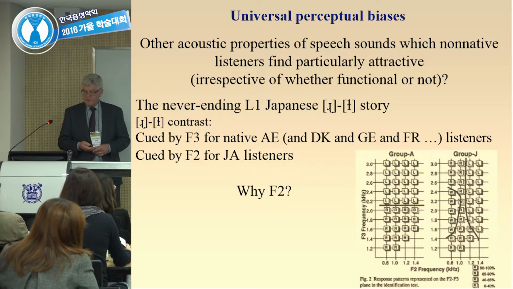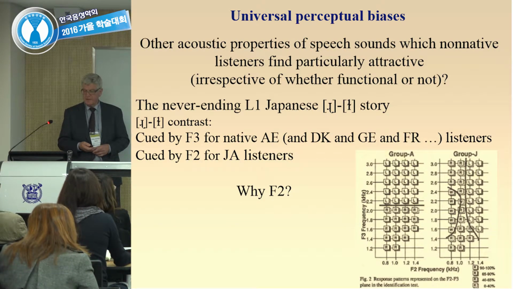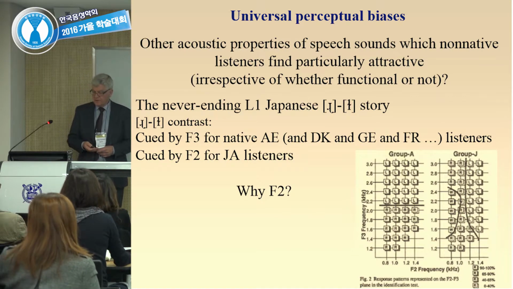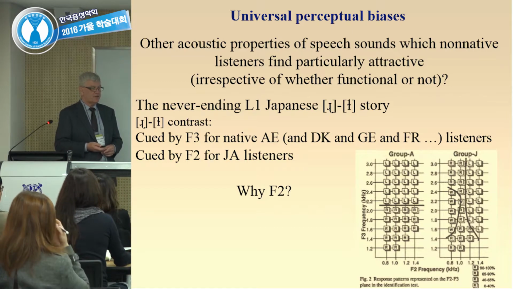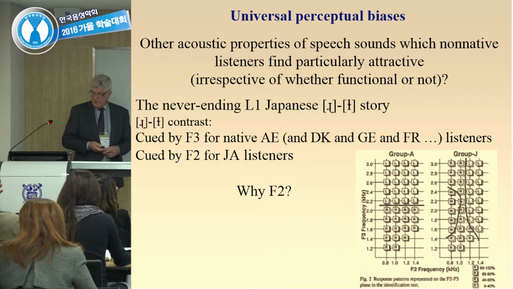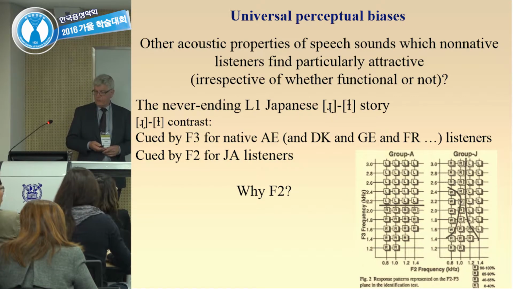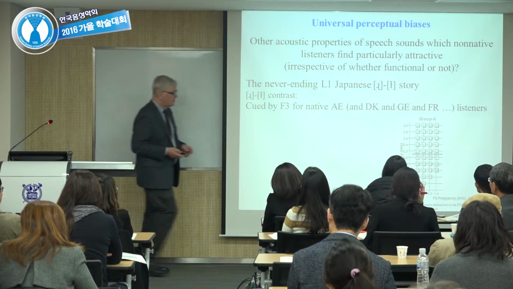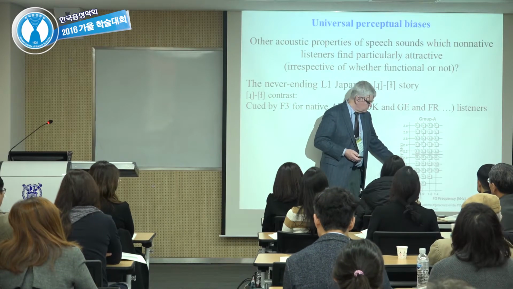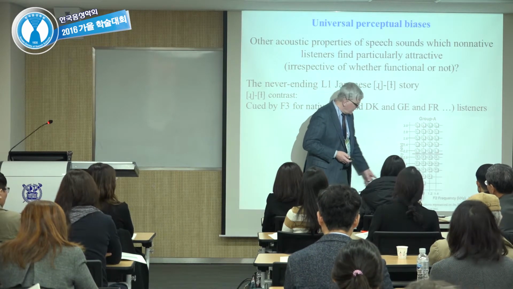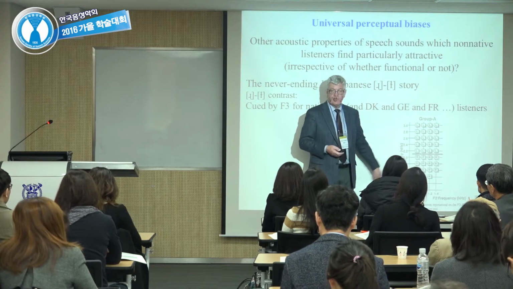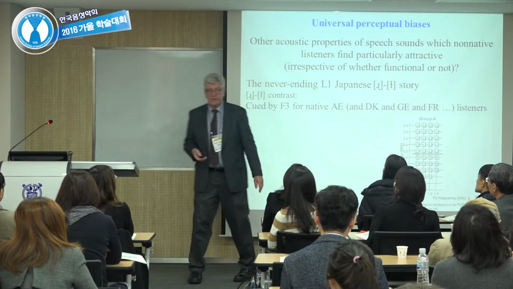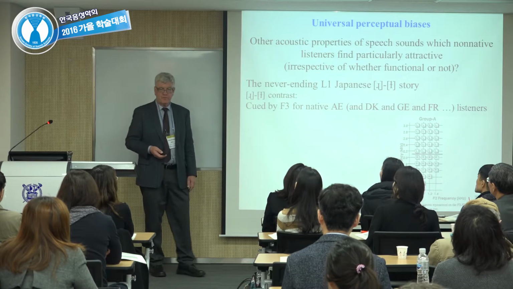So there are other acoustic properties of speech sounds which non-native listeners find particularly attractive, irrespective of whether they are functional or not. And here's just one example that still puzzles me. This is the never-ending Japanese R-L story. Okay, it's cued by the third formant for native American English, native Danish, native German speakers, as you can see here. These are various tokens of initial consonants, and they differ in the second formant frequency and the third formant frequency. And what we do, I include myself, is we differentiate this according to third formant frequency.